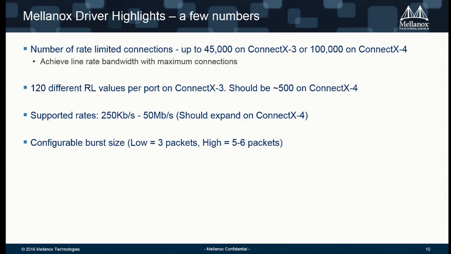And burst size, that's also an important parameter. On the ConnectX-3, which is the implementation that we already have, we found two magic numbers for a low burst and a high burst. The low burst is 3 packets, which is basically 4 kilobits, but then it's translated to packets. So it will usually be 3 packets, sometimes 2 packets. And the high burst will be 5 or 6 packets every time. In ConnectX-3, to achieve line rate with so many connections, we needed the high burst, but we can assure that it won't be any more than 6 packets.